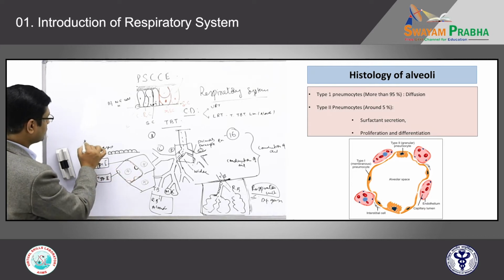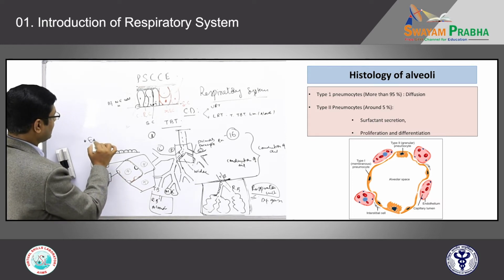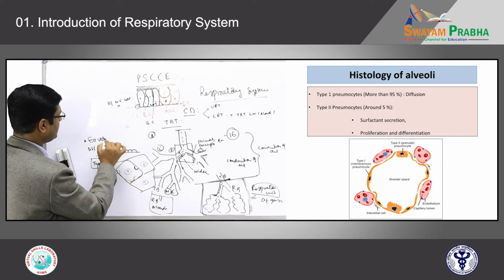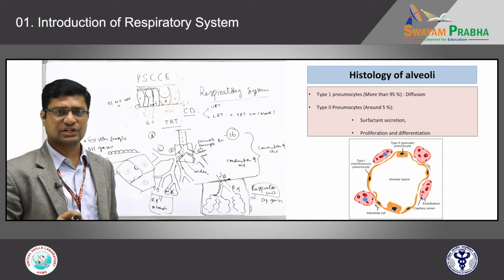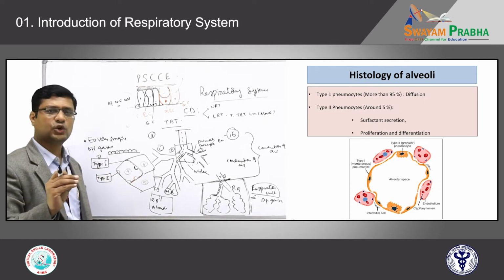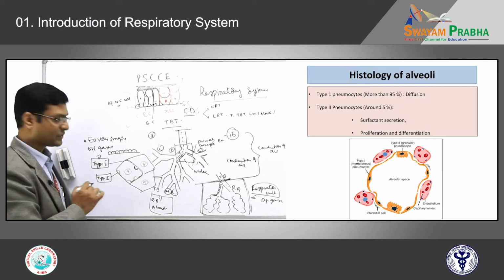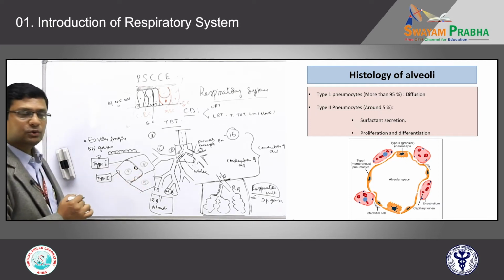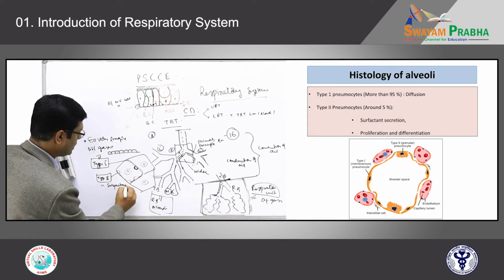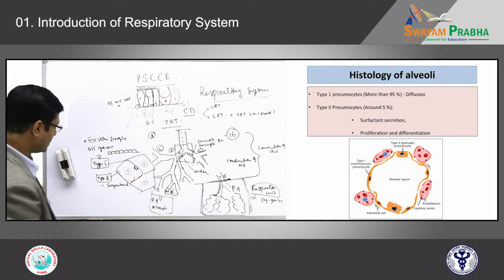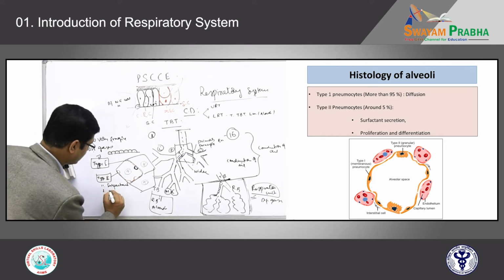One more important thing you should know: these type 1 cells are thin, flat, and very fragile. Any kind of infection, irritation, or injury, the first cell to be damaged in the respiratory tract at the level of alveoli is the type 1 epithelial cell. Then what is the function of type 2 cells? The main function is to secrete surfactant. One, surfactant secretion, and number 2, what you should remember, these cells are pretty resistant when compared to type 1 cells.